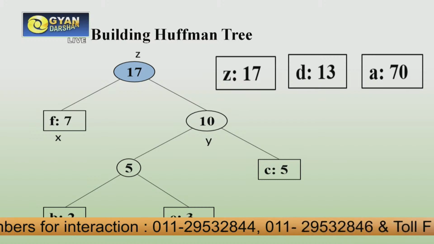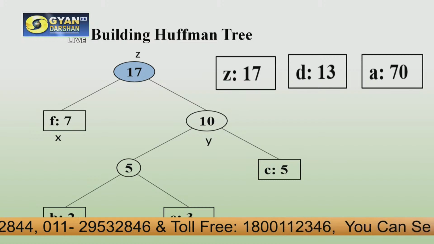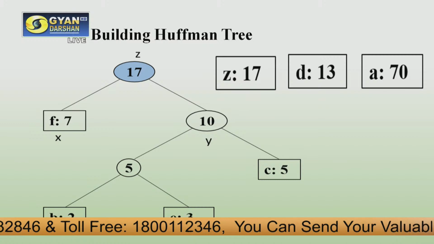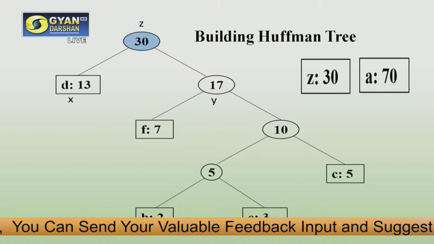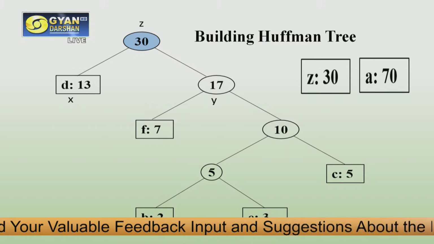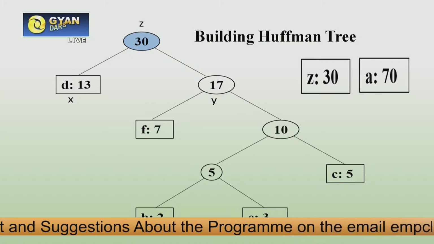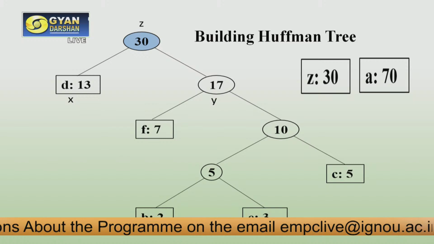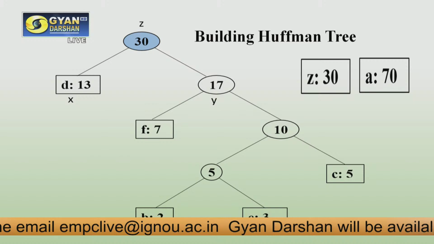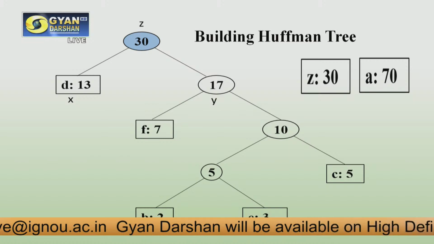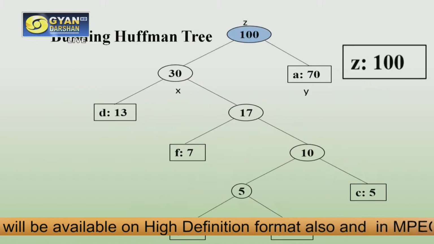Now we have D13, Z17 and A70. So now we will pick up these nodes. Once again, D13 will be towards the left of this particular tree, as you can observe. The earlier subtree Z had a weight of 17, and now the new Z has a weight of 30. So the whole subtree has now been added, and this Z is now 37, along with 70. So now once again we finalize this particular tree, the building of our Huffman tree.